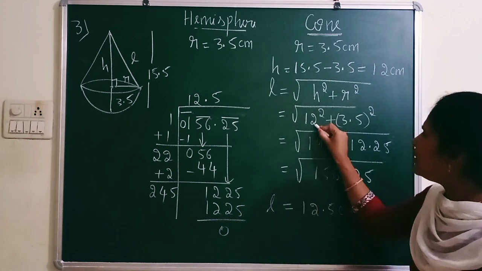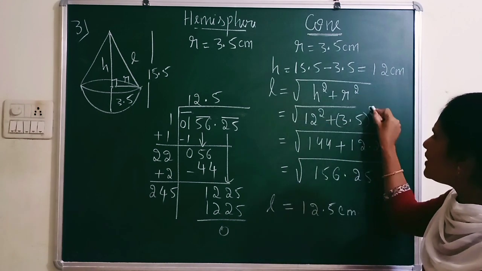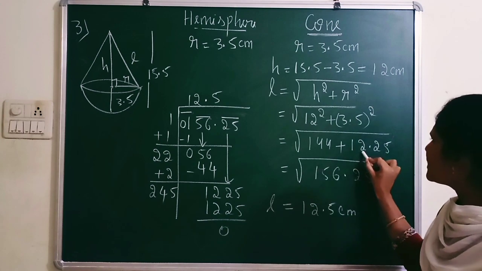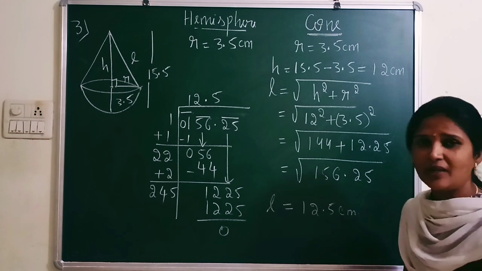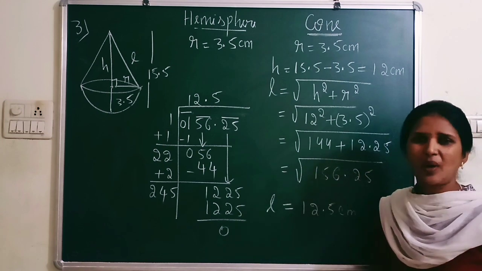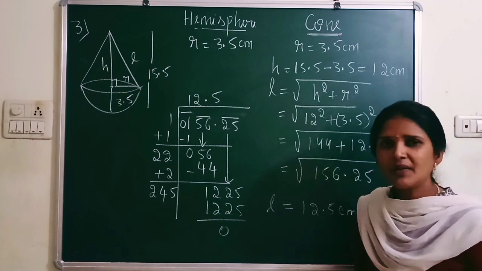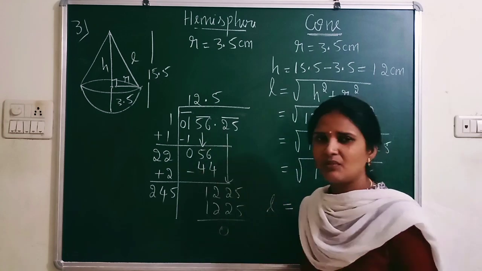So what is the H value? 12 square, 3.5 square: 144 plus 12.25. After adding we get 156.25. And we have a square root, so go for the long division method. So this is the long division method.